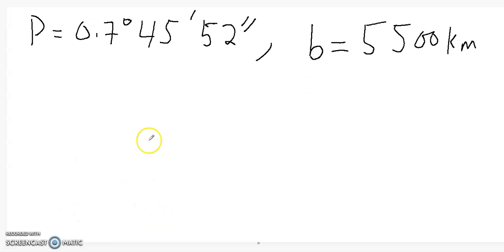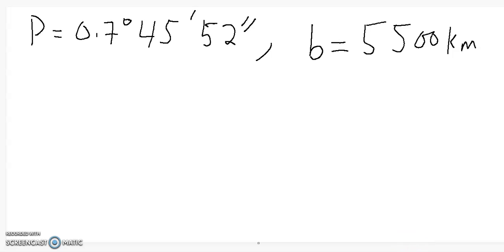All right, so we're going to do another problem. This time we're going to use the parallax. And now I'm writing this a little bit differently just to give us a little bit more experience. So here's the parallax. It's 0.7 degrees and 45 arc minutes and 52 arc seconds. So that's the way that that's written. I'll explain all that. We'll do a conversion in just a second. And the baseline is 5,500 kilometers. If that's the information that we have, how far away is this?